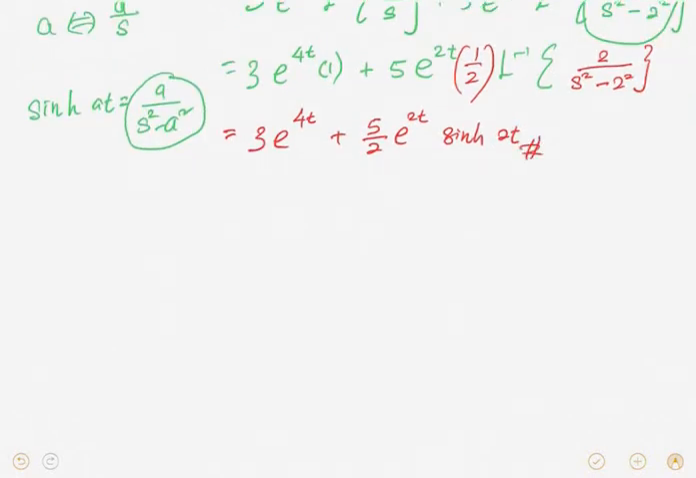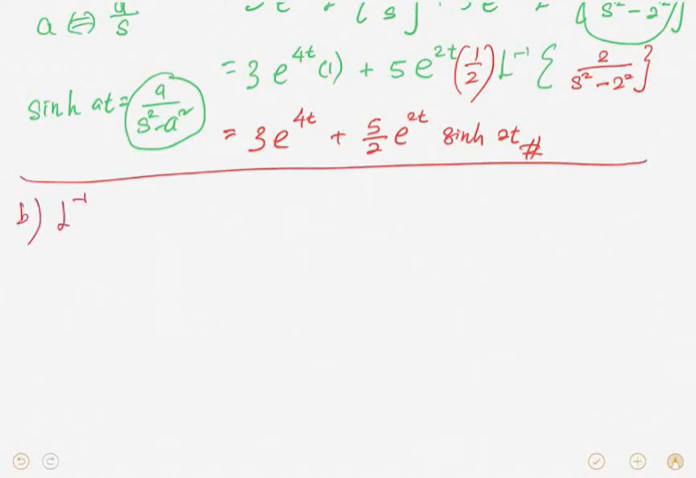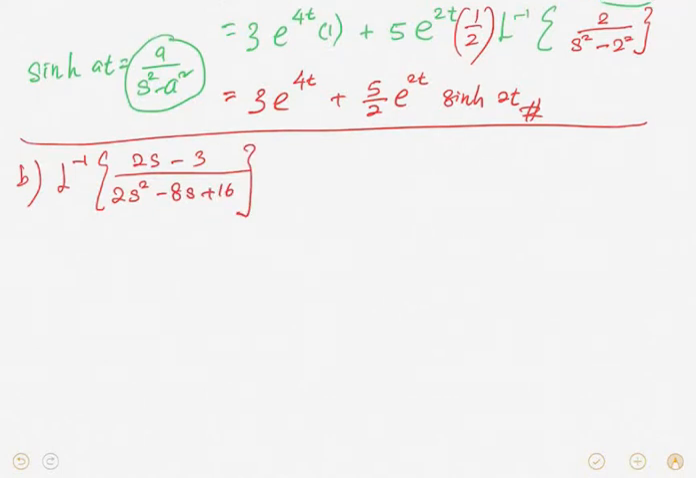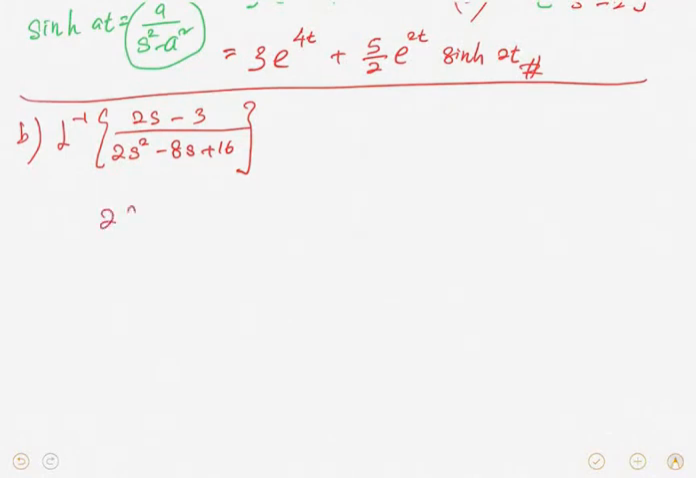Okay. Let me show you another example. Inverse Laplace transform of 2s minus 3 over 2s squared minus 8s plus 16. Okay, we can factorize the 2 here since we have 2s squared, 8s and 16. So we can factorize out the 2 and we name it as equation 1.